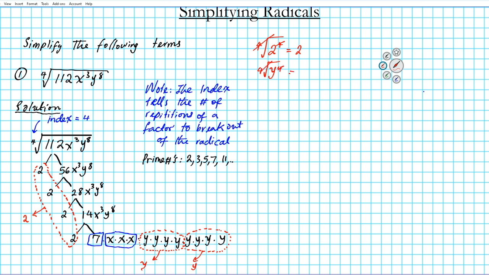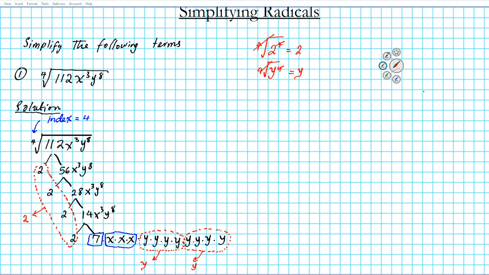And then that's just simply y. All right? So let's see what the final answer looks like. What comes out? The numbers that come out are 2 and y. So this is going to become 2 times the first y that broke out times the second y that broke out times the 4th root of everything that stays behind, which is 7 times x times x times x.